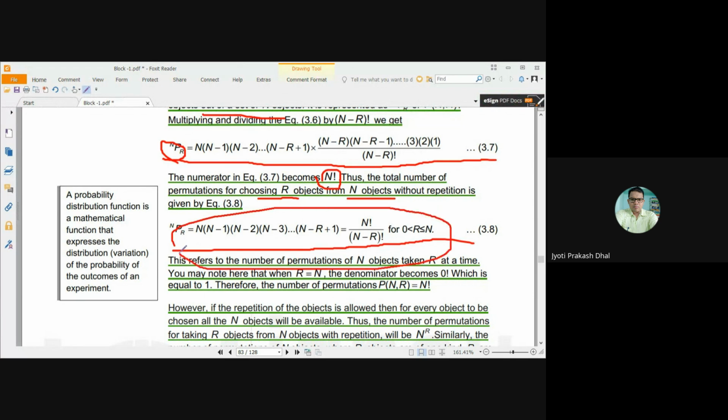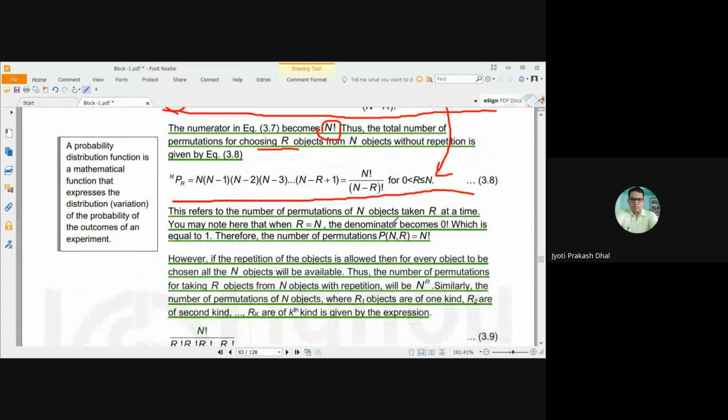If there is no repetition, then the equation changes from this to this value. This refers to the number of permutations of n objects taken r at a time. You may note that when r equals n, the denominator will become 0 factorial, which equals 1. Therefore, the number of permutations will be n factorial.